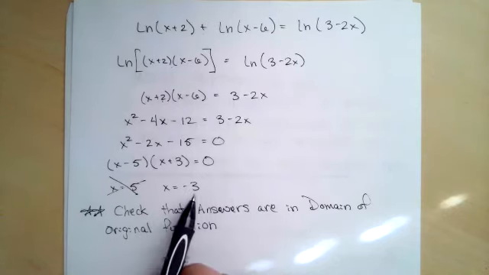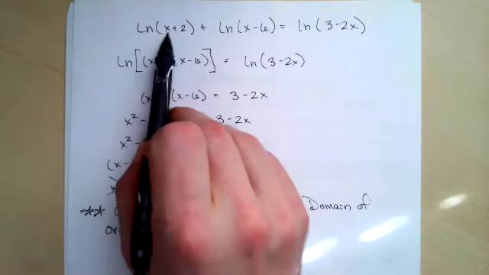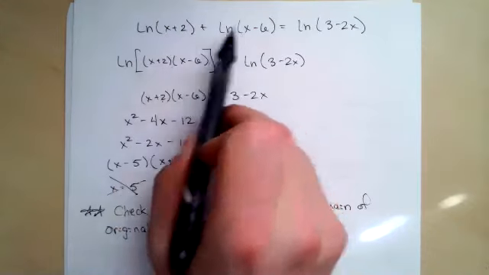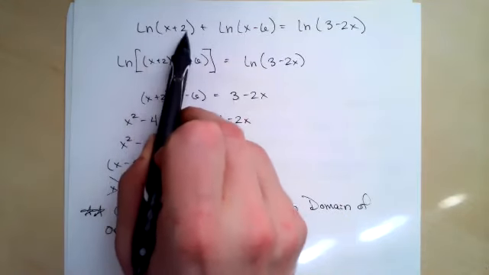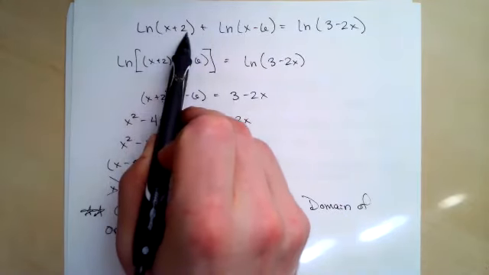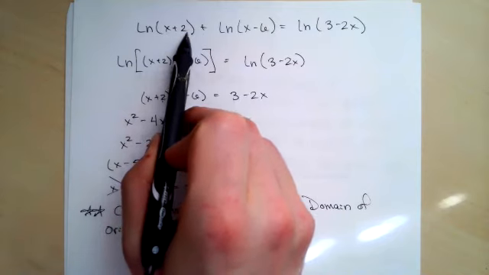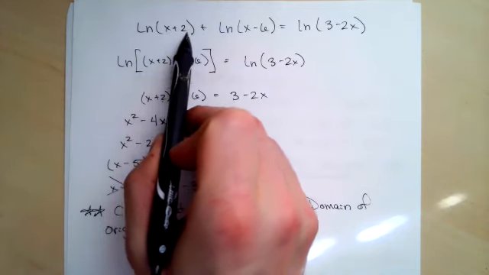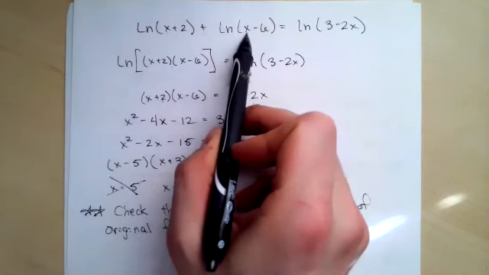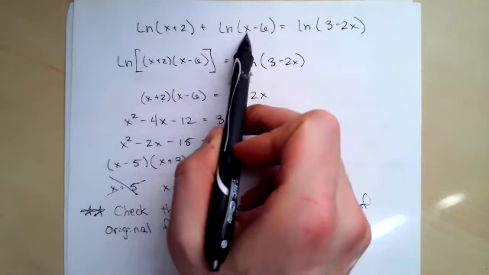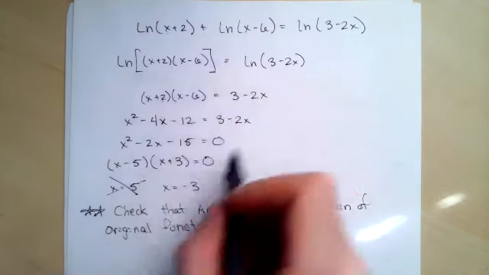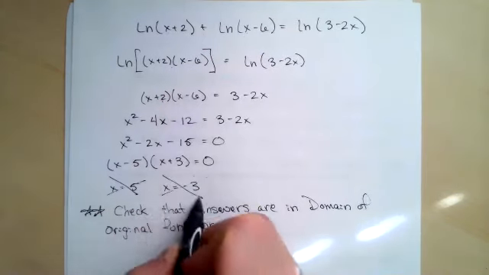But it looks like we're going to run into another problem. What happens if I plug in negative 3 up here? I'll have natural log of negative 3 plus 2, which is still negative 1. We cannot have natural log of negative 1. Likewise here, natural log of negative 9 doesn't make any sense. So we actually have to throw this answer out as well.